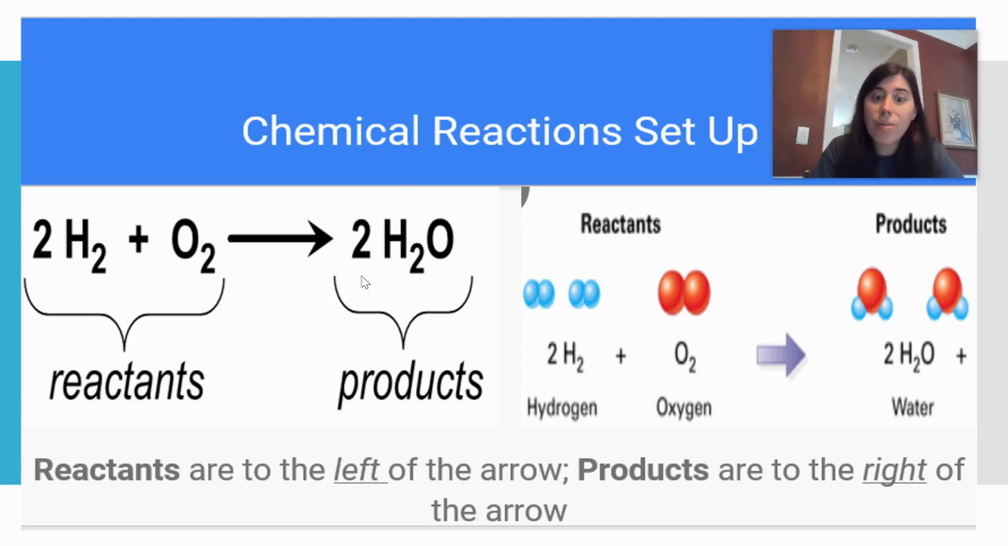Which brings us to the right side of the arrow. Everything on the right side of our equal arrow, these are called products. In other words, what we produce or what we end up with. So since I'm starting with 4 parts hydrogen and 2 parts oxygen as my reactants, they're going to equal or produce 2 parts of water, 2 molecules of H2O.